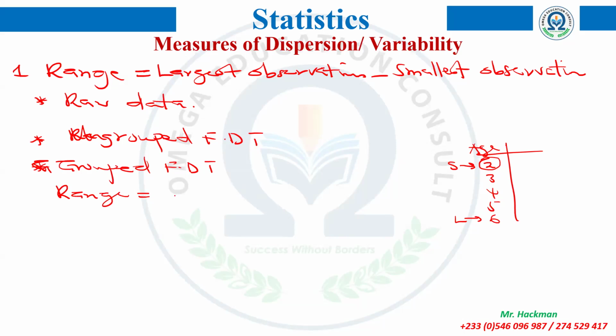So I'm going to look at the largest upper class boundary, so I'm using UCB for that, minus the smallest lower class boundary, as simple as that. So with this one, it's still largest minus smallest. The largest of the values in terms of the upper class boundaries, and the smallest in terms of the lower class boundaries. So this is it.